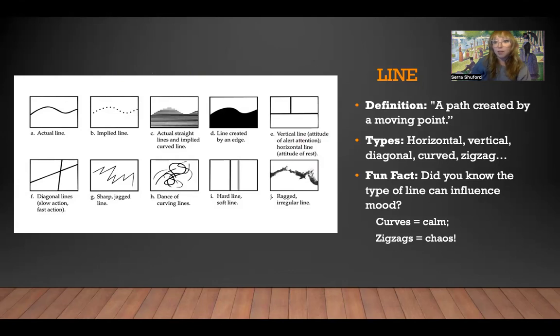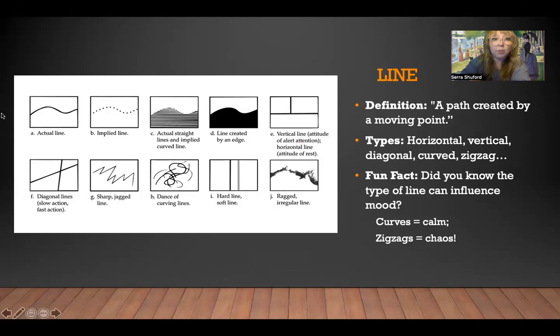And just a fun fact, did you know that the type of line can influence the mood? Our next slide is going to talk about that a little bit and have some questions to follow it up with. For example, though, curves can indicate a calm feeling, and zigzags can create a sort of chaotic or uneasy feeling. And then I have this diagram over here that I think is really helpful for understanding how the form of line can create content as well and how those two become connected.